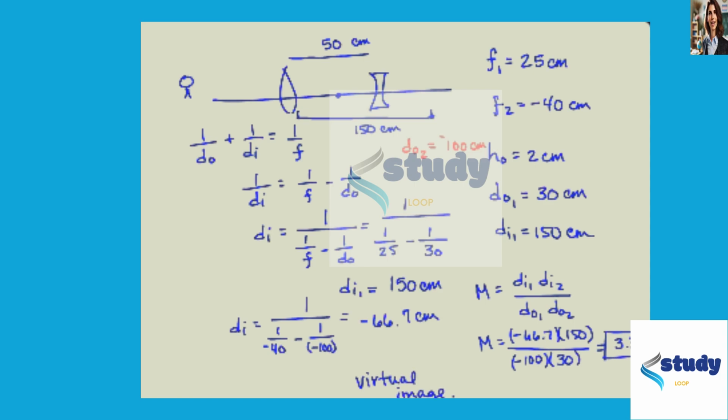Again, we got a distance of negative 66.7, which tells us, starting from our second lens, our concave lens, that we are about 67 centimeters in this direction. So my image will be located out here because that is beyond the 50 centimeters that separates the two lenses. So because the final image is to the left of my concave lens, this is, again, a virtual image.